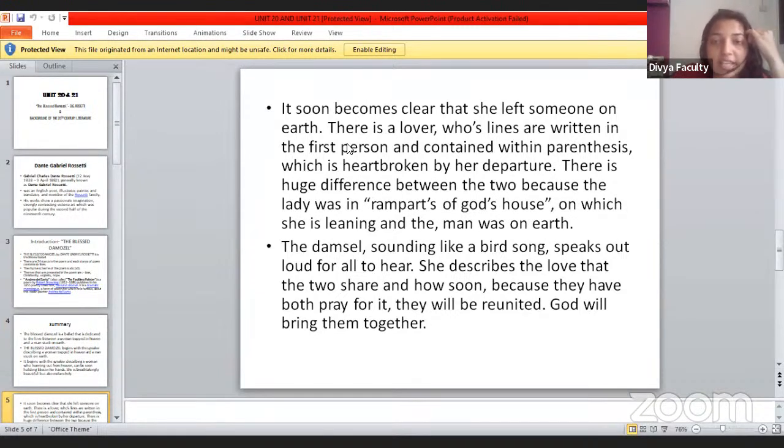There is a lover whose lines are written in the first person and contained within parentheses, who is heartbroken by her departure. There's a huge difference between the two, because the lady was on the rampart of God's house, leaning, and the man was on earth. The damsel, sounding like a bird song, speaks out loud for all to hear. She described the love that the two share, and how soon, because they have to pray, praying to Jesus Christ's Mother that my beloved should come.